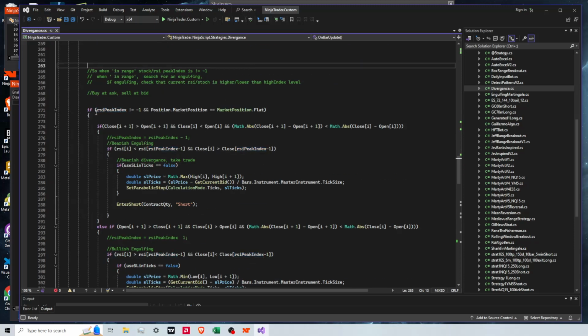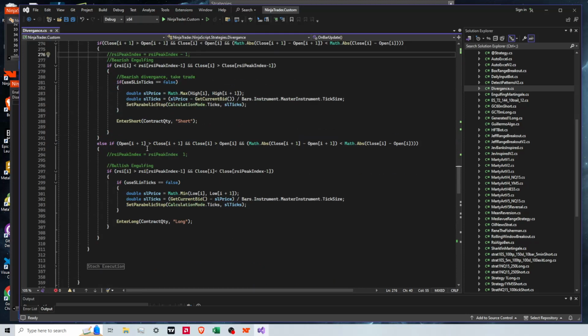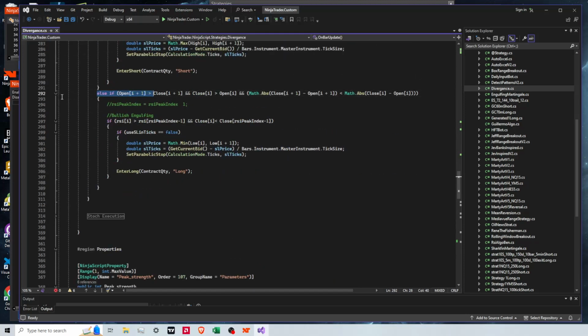Next we come to here. So if we have a peak and we're in a flat position, if we get an engulfing, and if the RSI of the current candle is, so this is for sells, it's easier to explain for buys, but if we have an engulfing bar pattern, the RSI for the engulfing candle is greater than the peak RSI, and the close is less than the peak close, then we enter long.